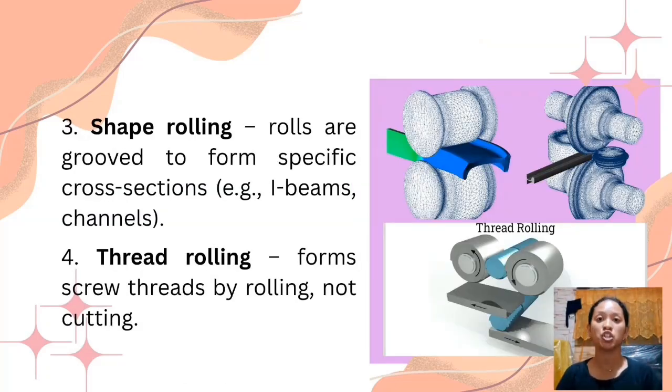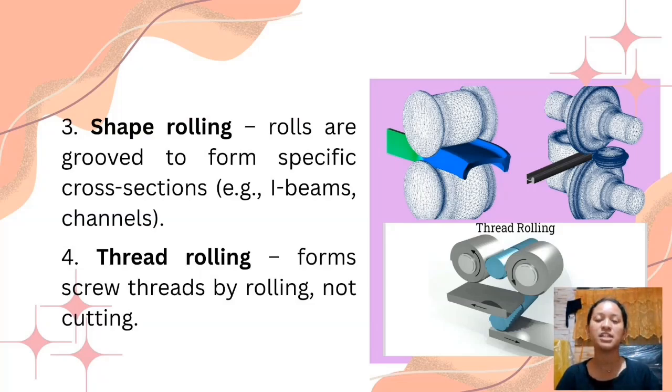Third, we have shape rolling. It uses grooved rolls to form specific shapes. Examples are L-beams and channels. So it produces strong and uniform structural parts.